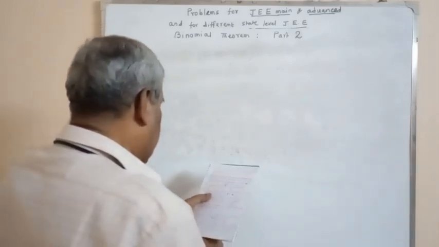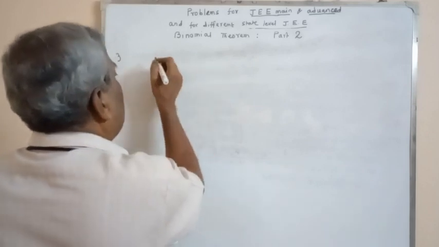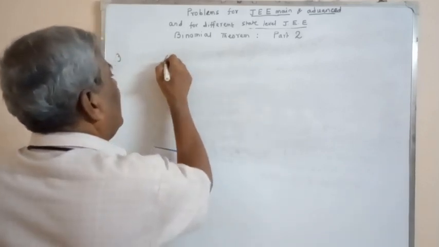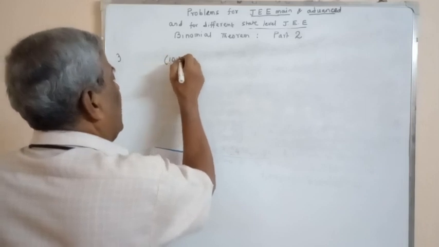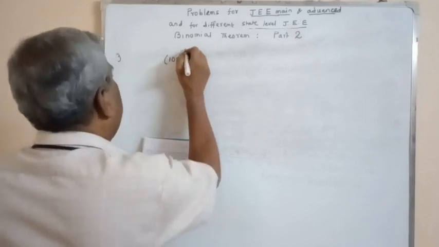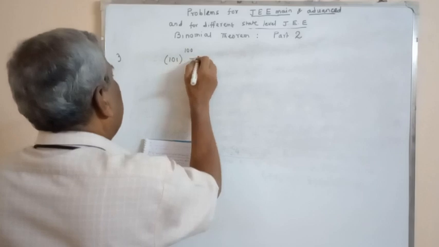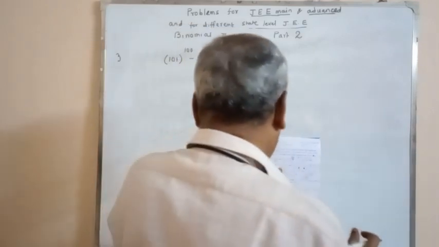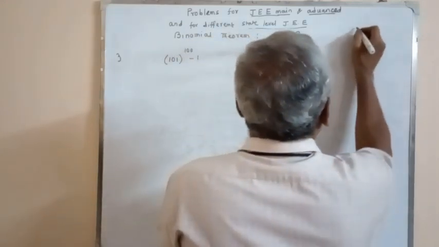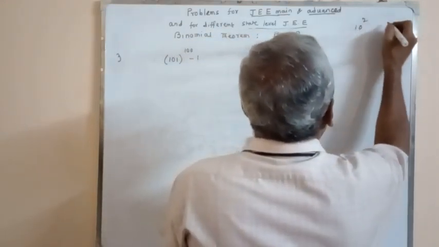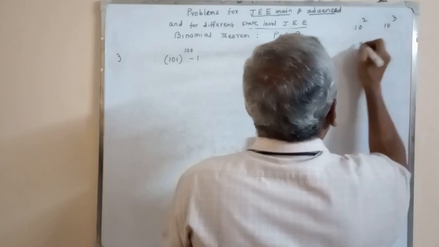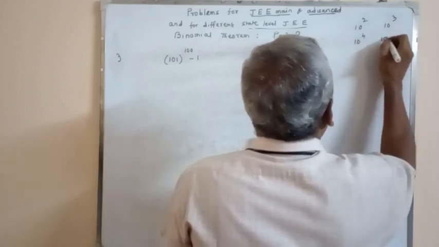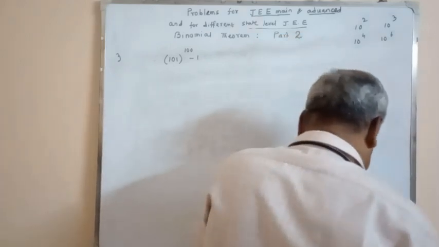the greatest number by which 101 to the power 100 minus 1 is divisible by. Options: 10 square, 10 cube, 10 to the power 4 and 10 to the power 6.